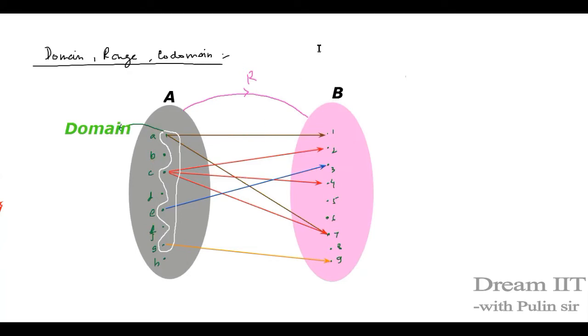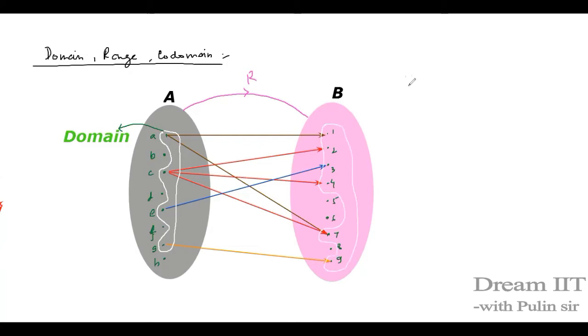Domain means that particular set consisting of elements which are having some relative. Just say 1 is having a relative, so 1 is included in the domain. C is having some relatives, maybe more than 1, so it will be included in the domain. And then similarly, you should construct a set on this side also of those elements which are having a relation with the left side set.